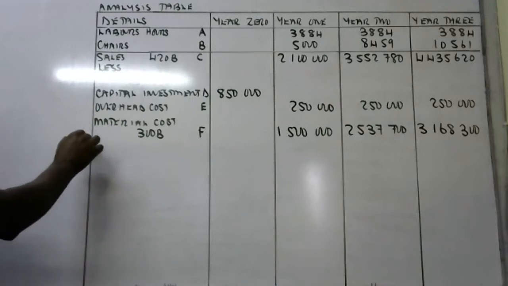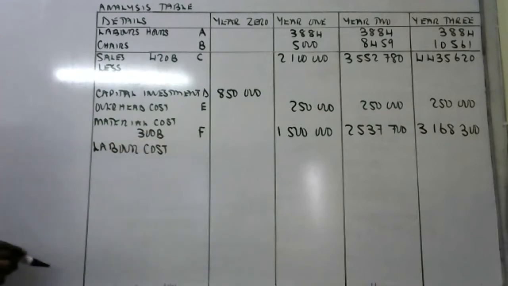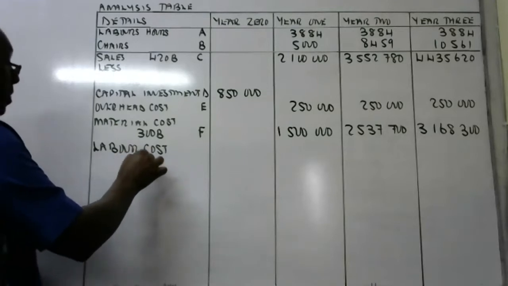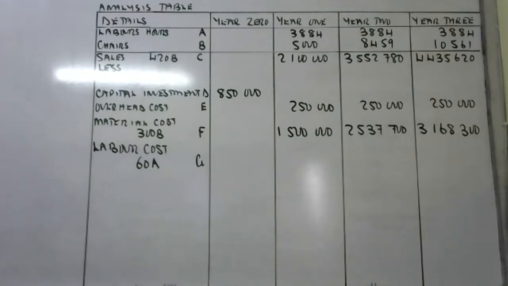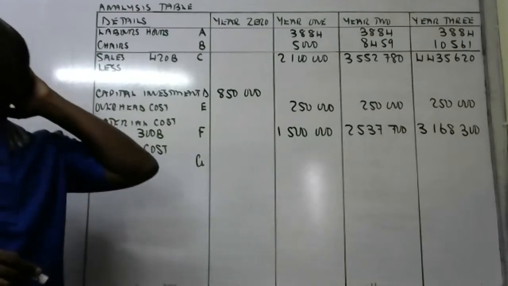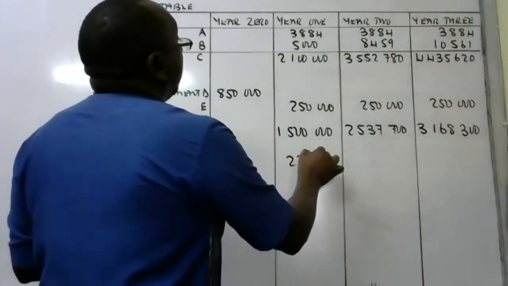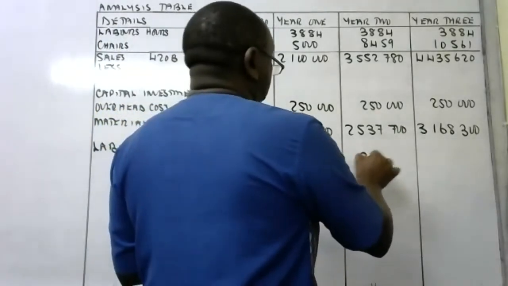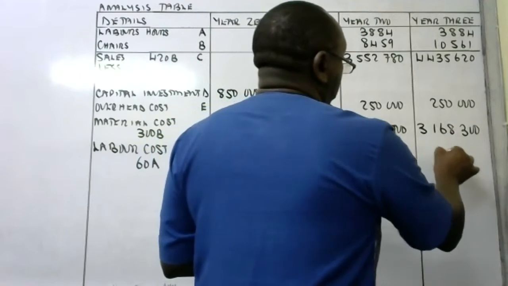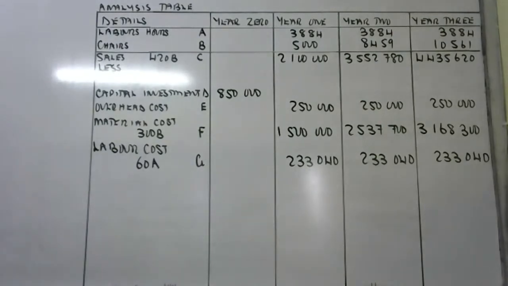Next is labor costs. For labor cost, for 1 hour, they are charging how much? 60. So it is 60A, and we call it G. That would be constant, 3,040 for each year. I think those are my outputs.